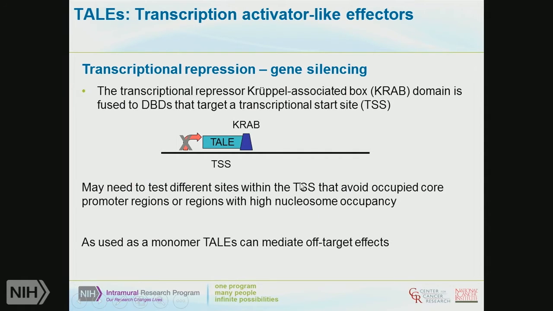There are some rules that say you want to avoid the occupied core promoter regions, or regions where they predict very high nucleosome occupancy, but that's really quite hard to design into the algorithm. So this has been quite difficult to do. The other feature is that in this case, these monomers, however long the sequences are, still tend to mediate off-target effects. So there are some great papers using these, but they've not become generally applicable.